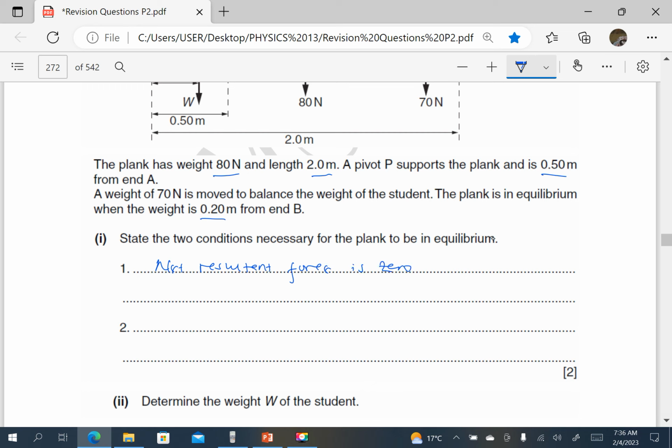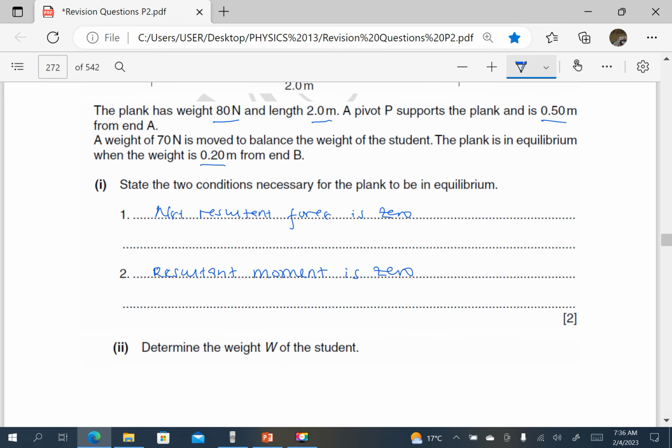The net or resultant moment is 0, or the resultant torque is 0. What does that mean? The sum of clockwise moments should be equal to the sum of anticlockwise moments about the same point.